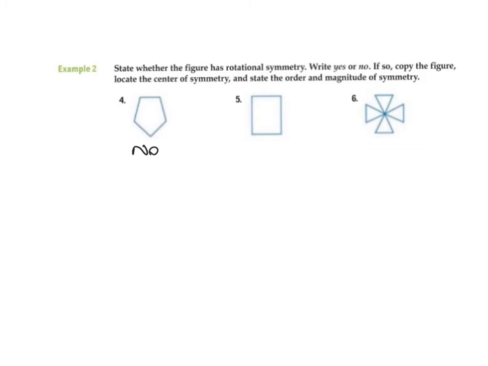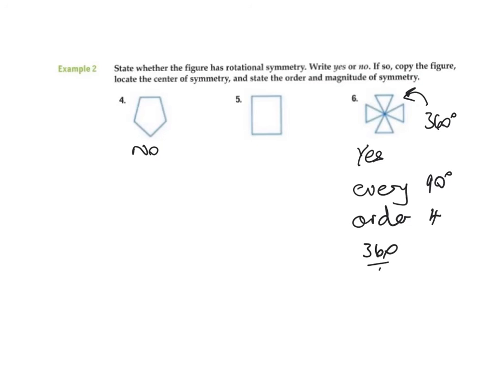Let's skip on to number 6. Number 6 definitely is a yes. Don't forget we go 360 degrees, and every time we see it in the same shape, that will be the order, and then we divide 360 by that order. As you can imagine, every 90 degrees it will look identical to the position it's in now. So that's got to be order of 4. And that will tell you how many degrees it is: 360 divided by 4 gives you the 90 that I said right at the beginning.